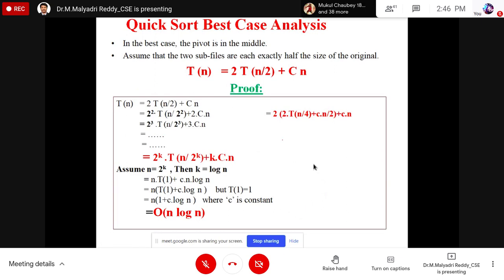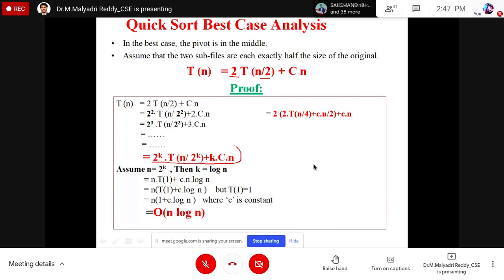So by using the substitution method also, every time you get two subproblems of size n by 2. By the substitution method, we get 2 into T of n by 2 plus cn. By substituting T of n by 2 into that, we get 2 square T of n by 2 square plus 2cn, like this.